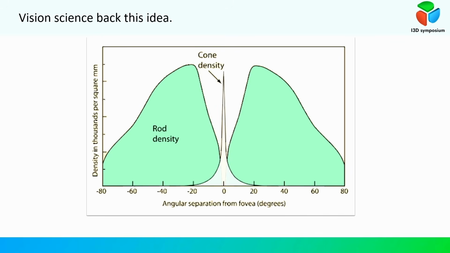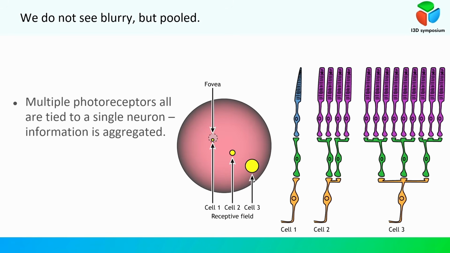Now, vision science backs the idea of foveated rendering because, as you may already be aware, our human visual system's receptor density gets lower and lower the further away we get from the fovea. One thing that should be clear, though, is that we don't actually see blur in our periphery, we see pooled. That's to say, the rods that we do have in the periphery all get tied up to single neurons, so the information gets aggregated. One way to say this is that actually we see statistically. We know what's in our periphery, but the details are being lost to us.